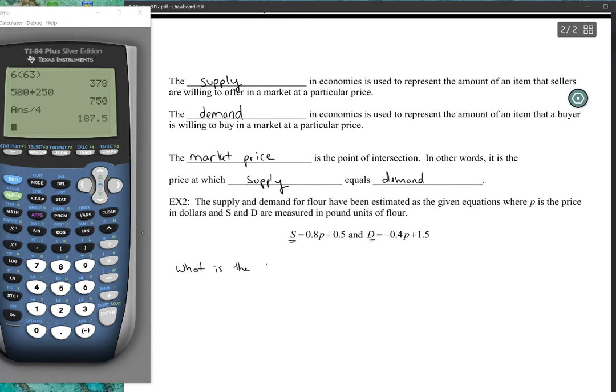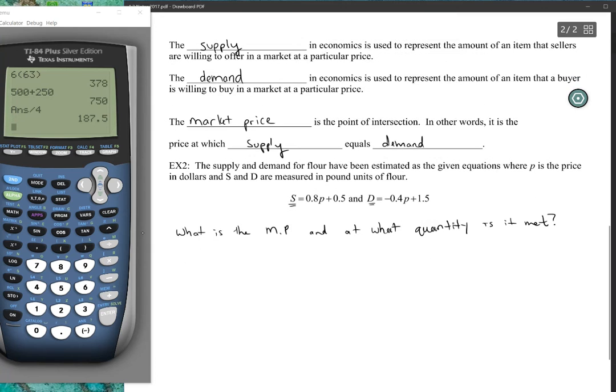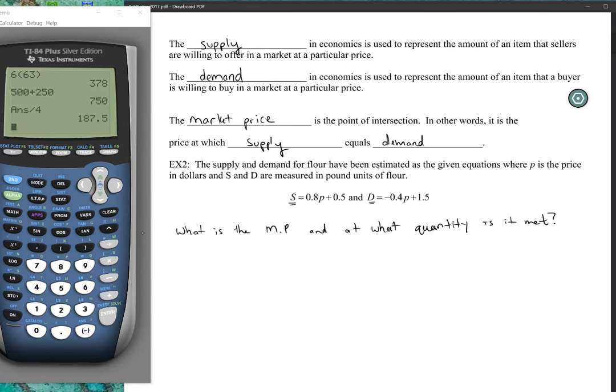And at what quantity is it met? Well, market price, again, price at which supply equals demand, is simply where S is equal to D. So we're just going to put our equations, 0.8p plus 0.5 equals our demand, negative 0.4p plus 1.5, and simply solve.